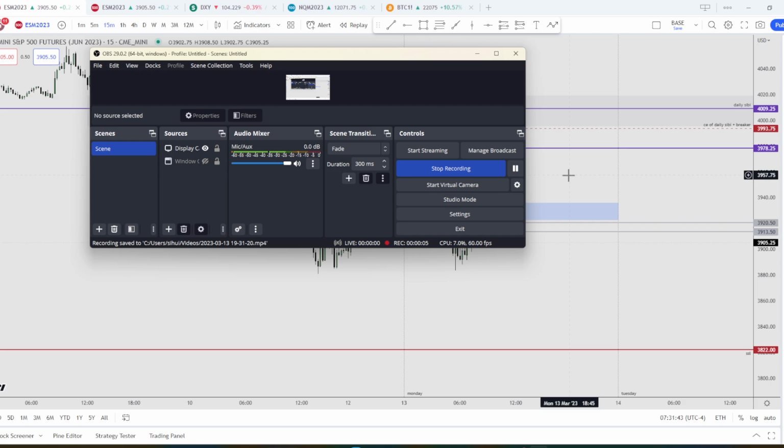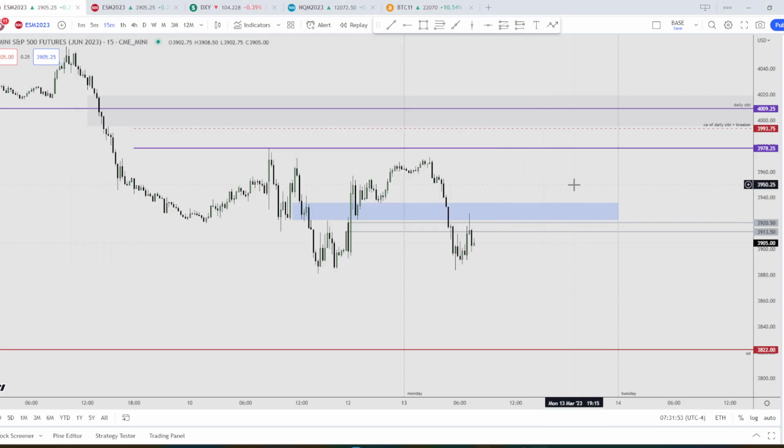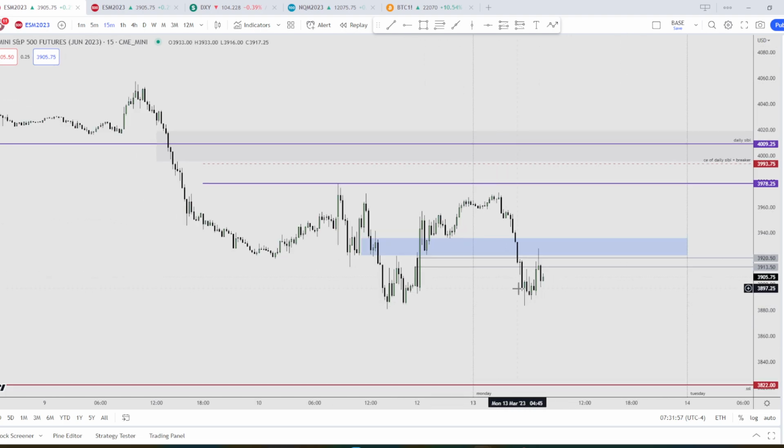Today is Monday, lots of volatility expected due to the banking crisis, so-called banking crisis, right? As I mentioned in the previous video, I was looking for price to take out the daily CB, at least tap into it. But it left it there untapped. And right now we have this low here as well. It's untapped as well. So this is getting pretty interesting right here.